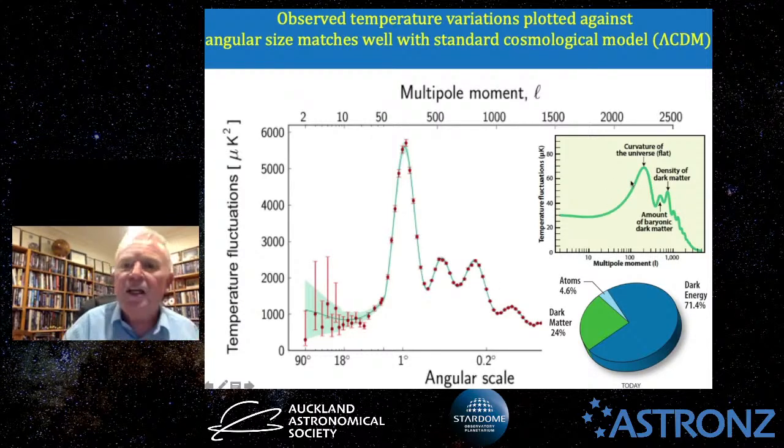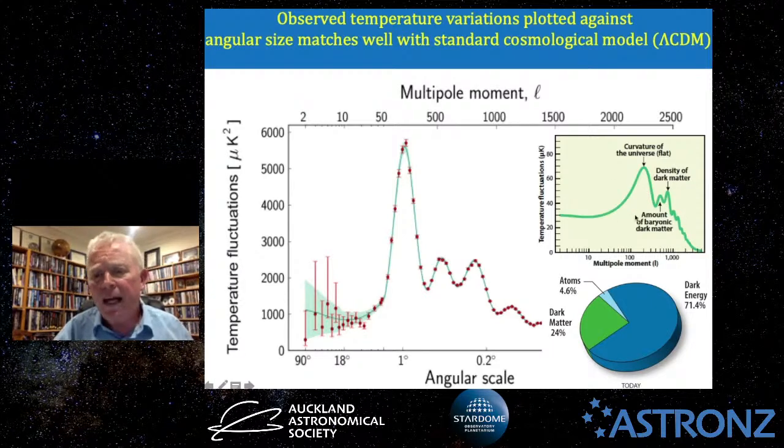But needless to say, it is the characteristics and strengths and patterns of those peaks and troughs that cosmologists are able to work out the relative amounts of dark matter, which is roughly 24%, normal atom matter, baryonic matter 4.6, and dark energy at roughly 71.4. And that helps form what we call the cosmological model, or the lambda CDM model of the universe.